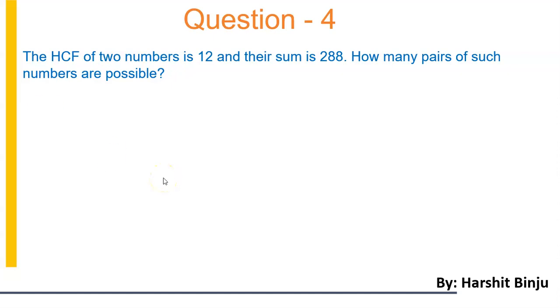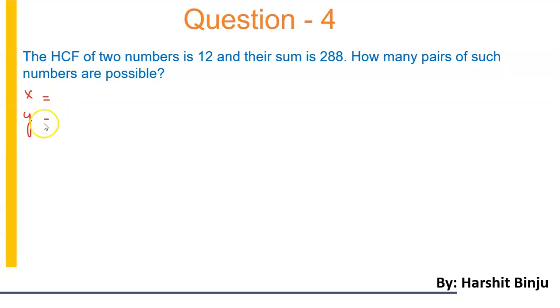So the HCF of two numbers is 12 and their sum is 288. How many pairs of such numbers are possible? Okay, so this is where the questions of HCF and LCM become a bit difficult to solve. Anyways, let's see what we can do with them. So HCF of two numbers is 12. So let's say the two numbers are x and y, okay?